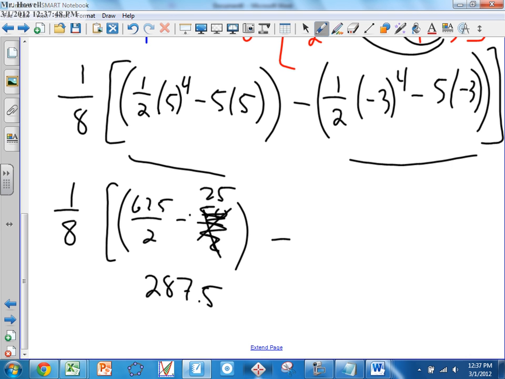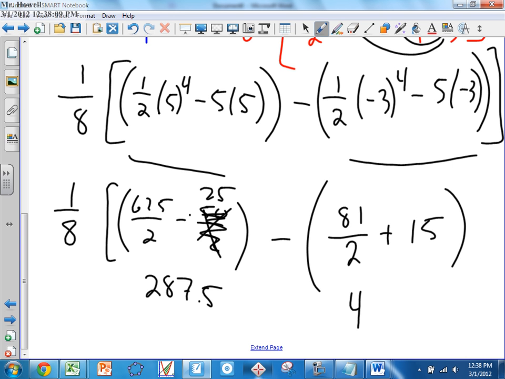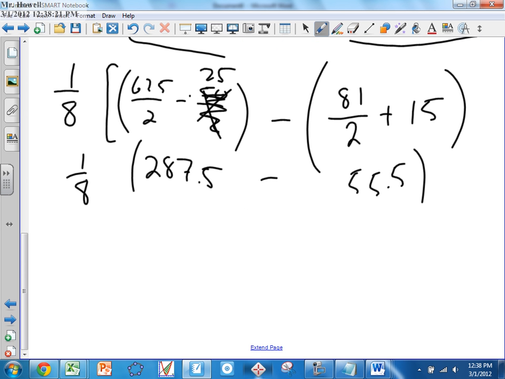Over here, -3 to the 4th is positive what? 81. Those are ones you should know. 3 to the 4th is 81. So this is going to be 81 over 2 minus a negative, which is plus. Again, minus negative is plus. 81 over 2 is 40.5. So 45, 55.5. Minus sign still here. Big parentheses. Still got a 1/8. Okay, subtracting.